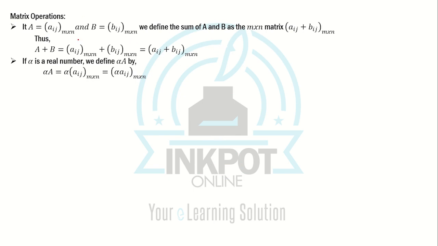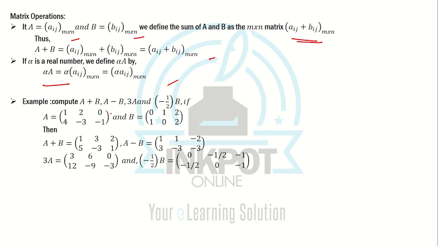Now, we come to the concept of matrix operations. Let's say you have a matrix A and a matrix B. We define the sum of the matrices A and B as the M cross N matrix Aij plus Bij, which is simple enough to understand. You simply add the corresponding elements of the two matrices. Similarly, if you have alpha as a real number, then alpha Aij is very simply every corresponding element of the matrix multiplied by alpha.